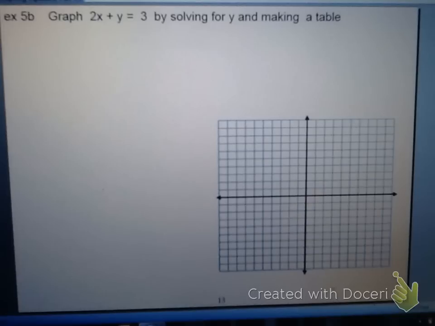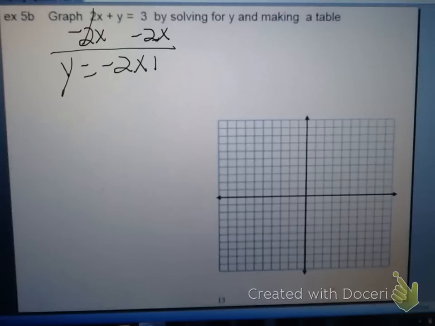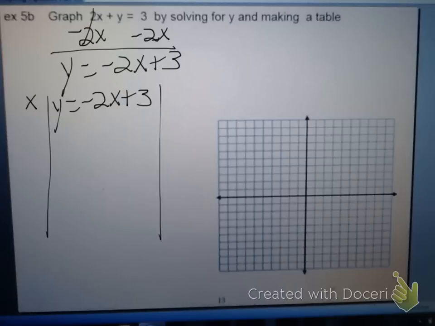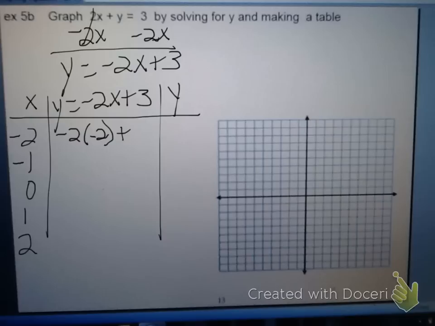Example 5. I'm going to solve for y, so I'm going to subtract 2x. So that's y is equal to negative 2x plus 3. Make your table. Again, I'm going to plug in negative 2, negative 1, 0, 1, and 2. Again, you can plug in anything you want for x, but these are the easiest numbers. Negative 2 times negative 2 is a positive 4, plus 3 is 7.